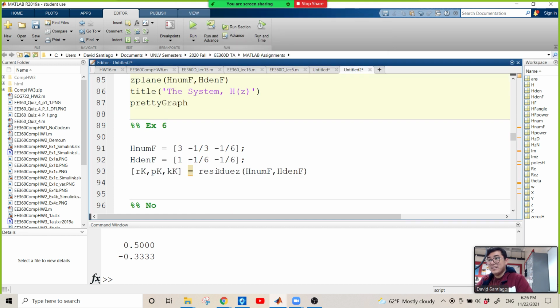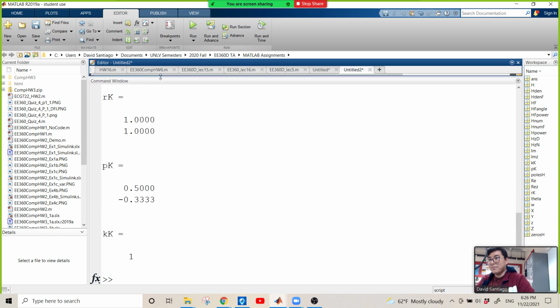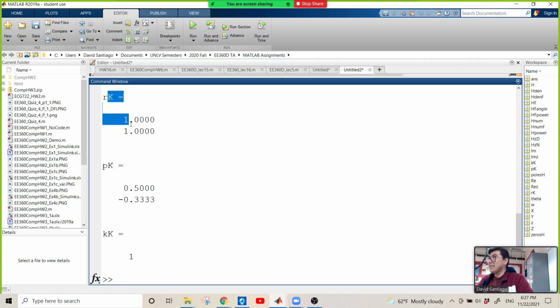Okay. And then here's the residues function. So this is really important. Okay. So enter. Look at these numbers that pop up. RPK. So R just stands for the residues. This right here is the residue of the first pole. The first pole is at 1/2. And what residue does that pole have? It's 1. Okay, and then what's the residue of the second pole? 1. Where's the second pole located? -1/3. Okay, but what's this K value? Does that bother you?